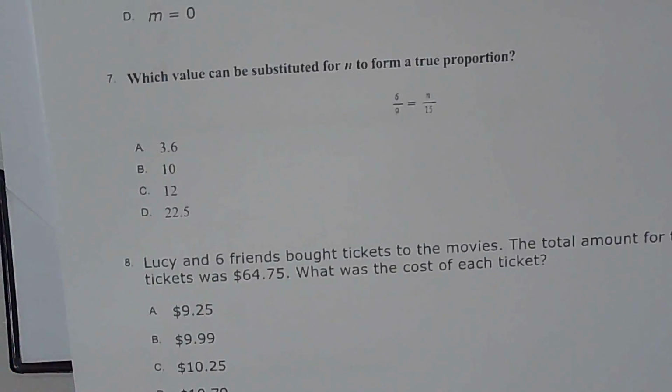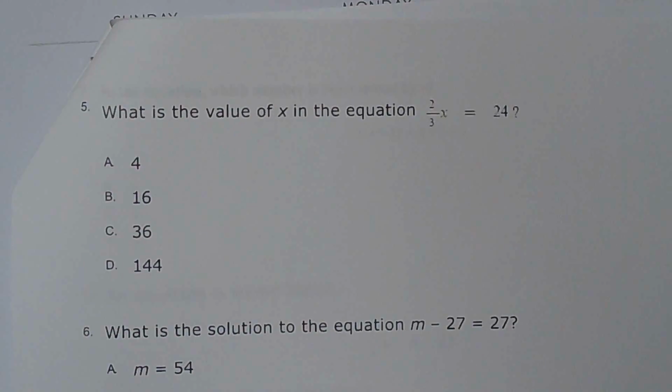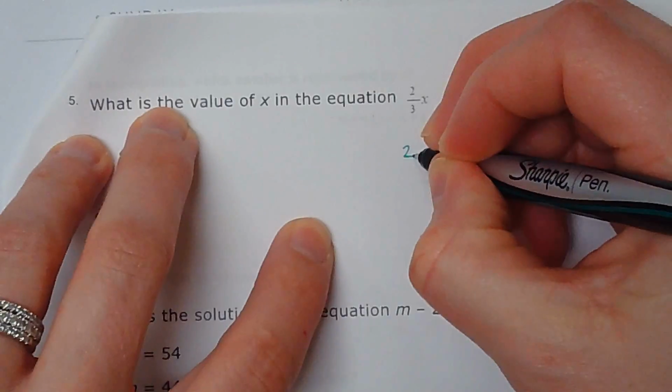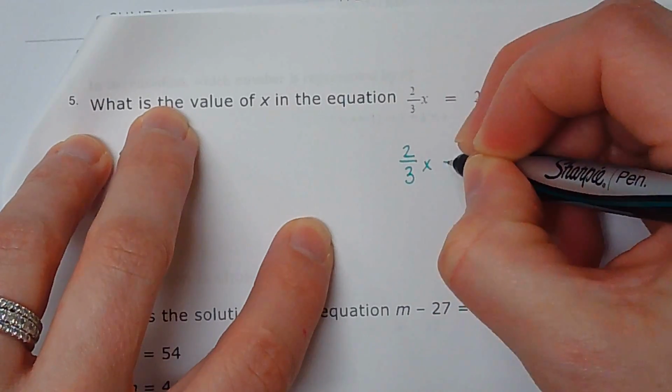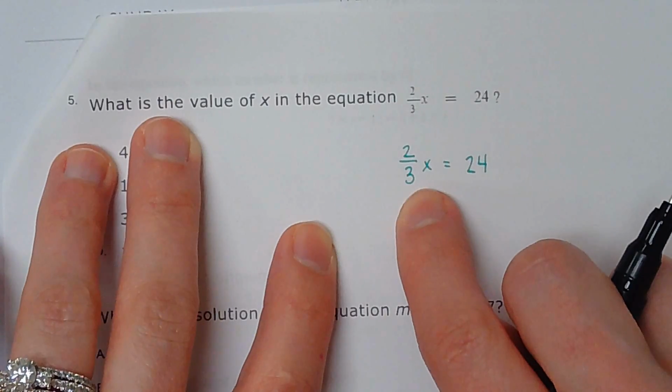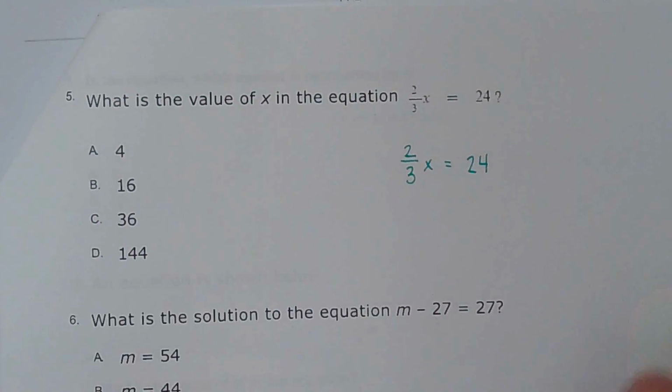Let's try another one. All right, so this one right here says, what's the value of x in the equation 2/3 x equals 24? So you have to think about what are 2/3 and x doing. So I'm going to write it a little bigger. 2/3 x equals 24. So 2/3 and x are multiplying. So remember, you need to do the inverse, so you're actually going to divide.